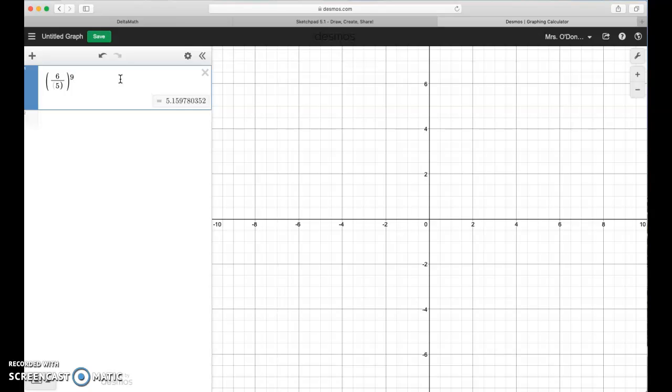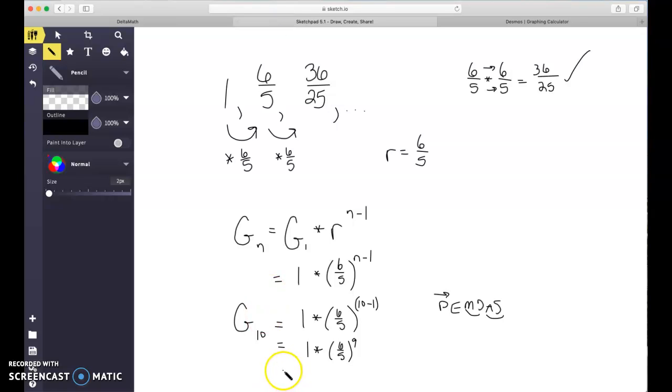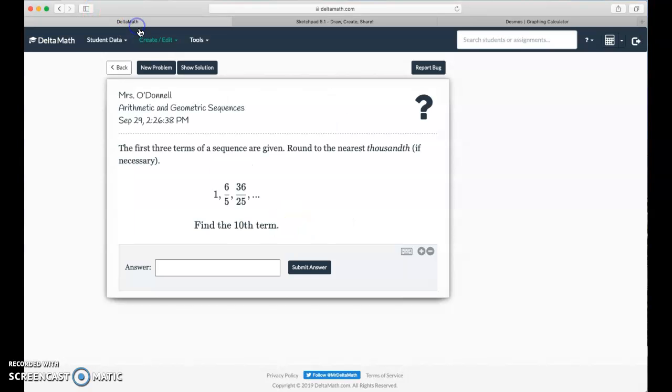And they did tell us to go ahead and round to the thousandths place, right? 1,000 is 1, 2, 3 decimal places. So the 7 due to that 9 is going to push the 5 up. So it'd be 5.160, I believe. And then multiplying by 1 would just stay 5.160.